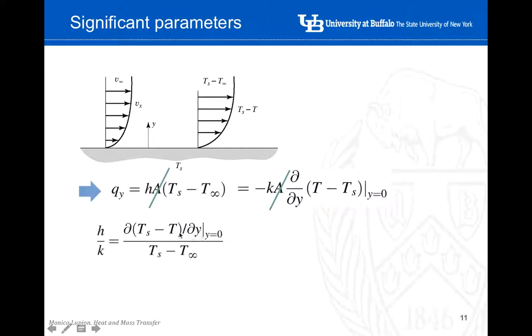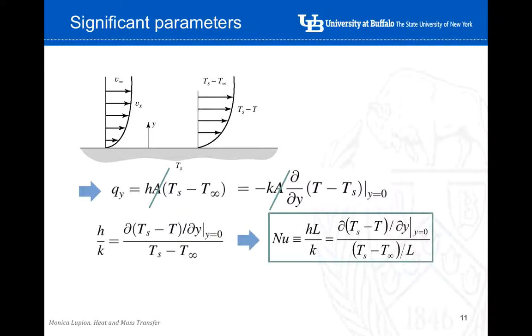dy, that the dT evaluated over this surface when y is equal to 0, times the temperature of the surface minus the temperature infinity. If we multiply by the length, we can make this expression here dimensionless. And this is what we define as the Nusselt number. So this Nusselt number is equal to d/dy evaluated at y equal to 0 of the temperature of the body minus temperature over the temperature of the body minus T infinity over the length.